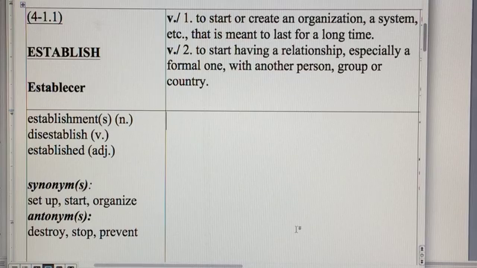Please write an original sentence using establish if you got this one wrong on your reassessment, and include an illustration on a separate card and staple it to your reassessment.